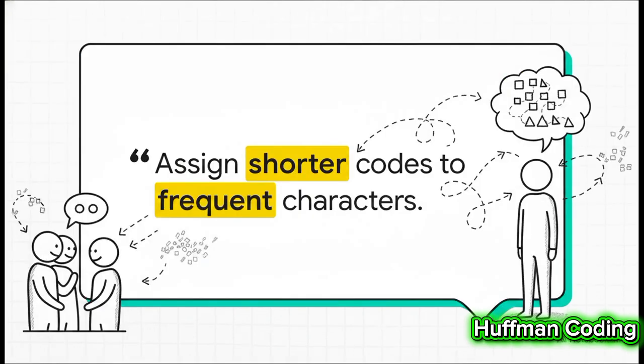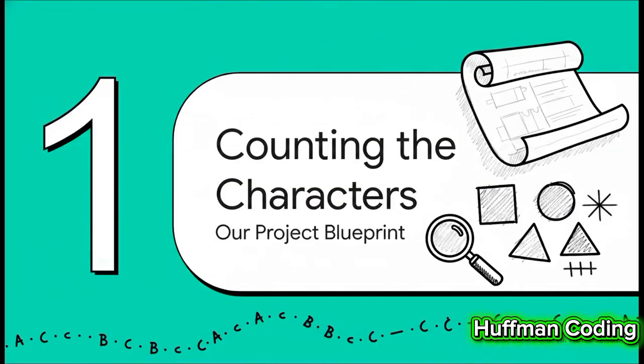Okay, this is probably the best analogy for Huffman coding, period. Think about it. Your best friend Christopher, who you see all the time, you probably just call him Chris. It's short, it's fast, but that guy you met once named Montgomery, you're probably going to use his full name. Huffman coding does the exact same thing with data. The most common letters get short, easy nicknames. It's really that simple.